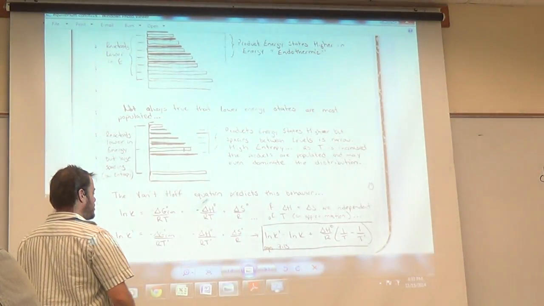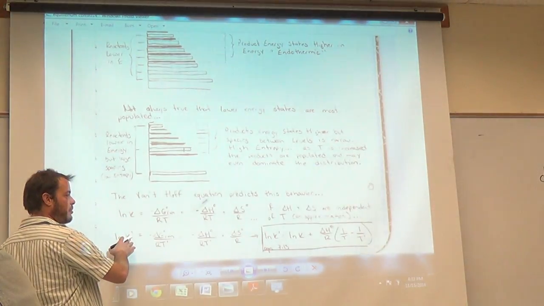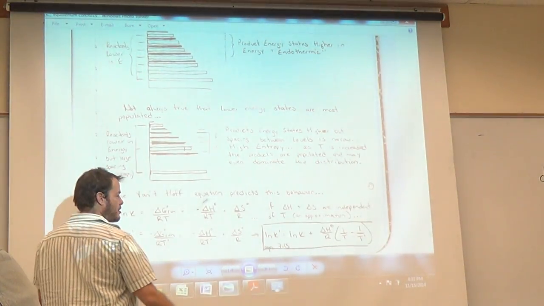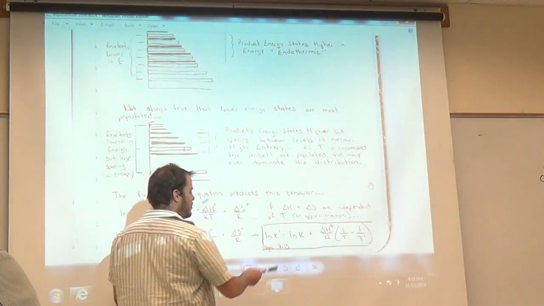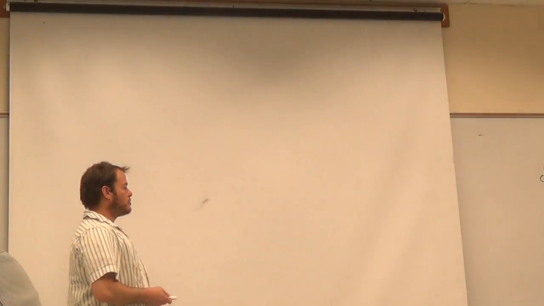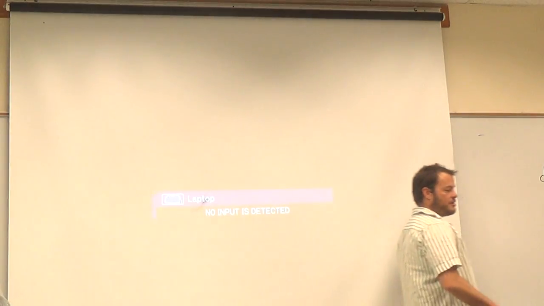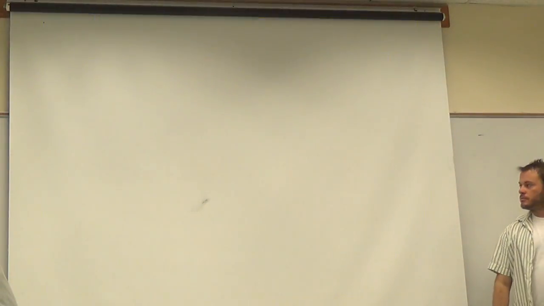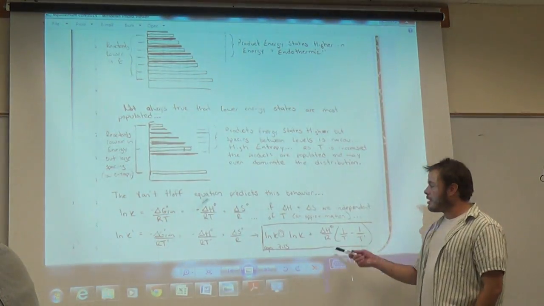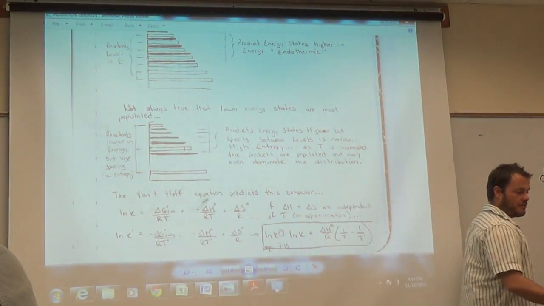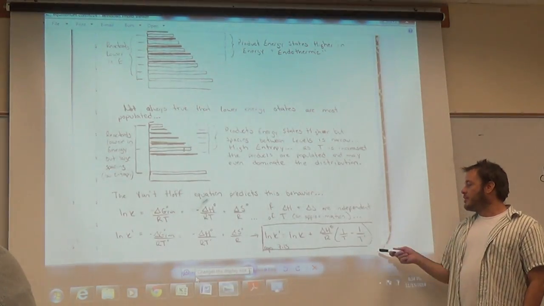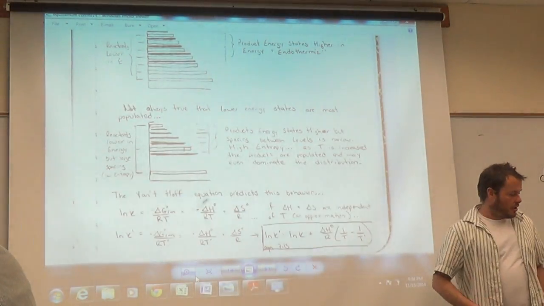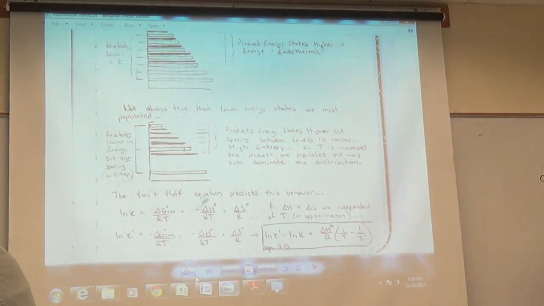And so we simply subtract natural log of K prime from natural log of K. It's the equivalent of taking this term and subtracting from that term. And we end up with an expression just like this. Natural log of K prime is equal to natural log of K initial plus delta H over R times 1 over T minus 1 over T prime. I'm just going to double check and make sure I didn't screw that one up. Yeah, that looks like it's right.